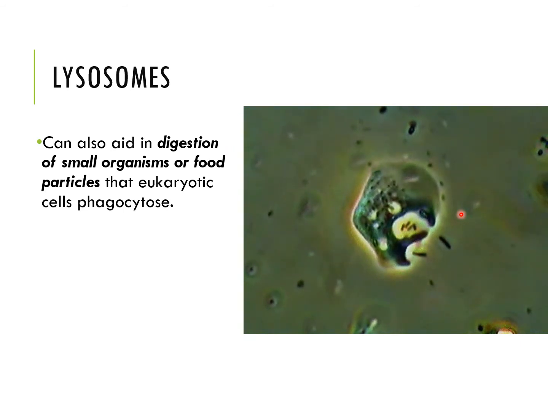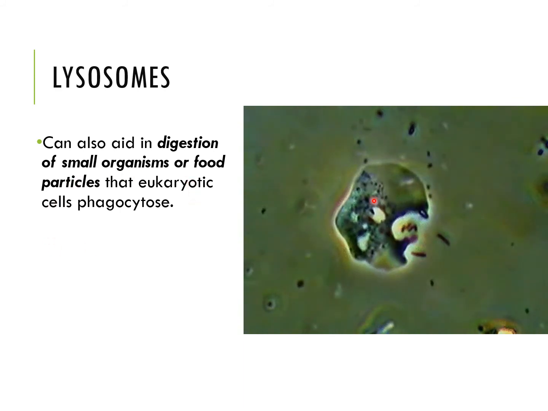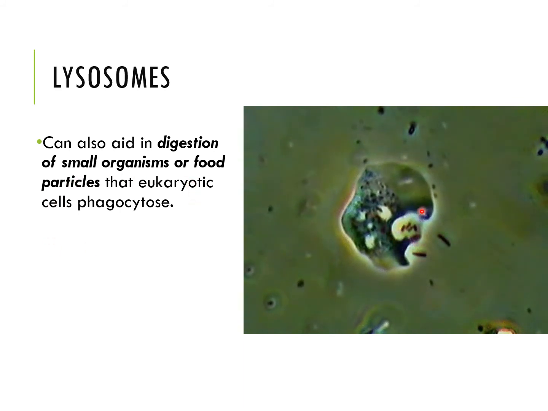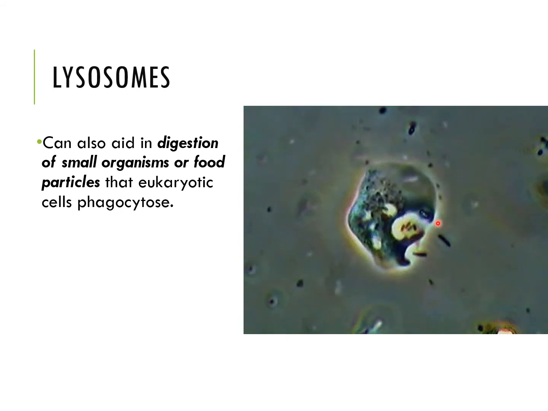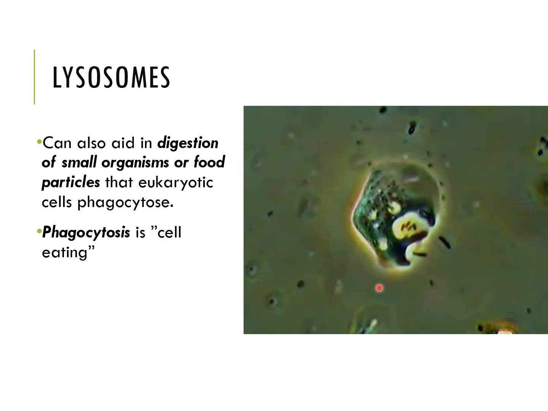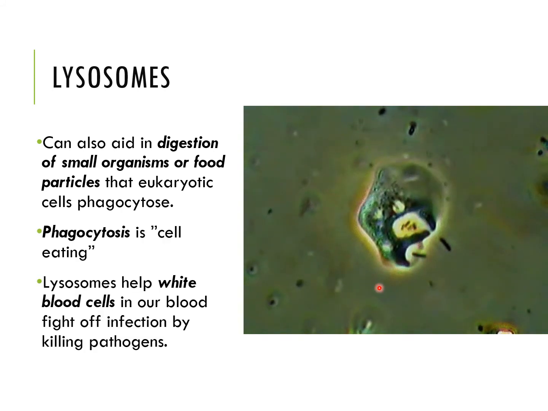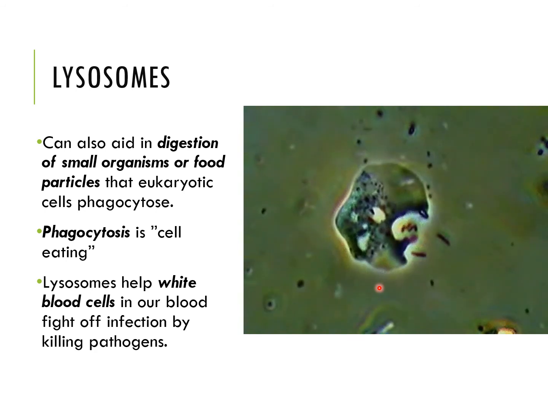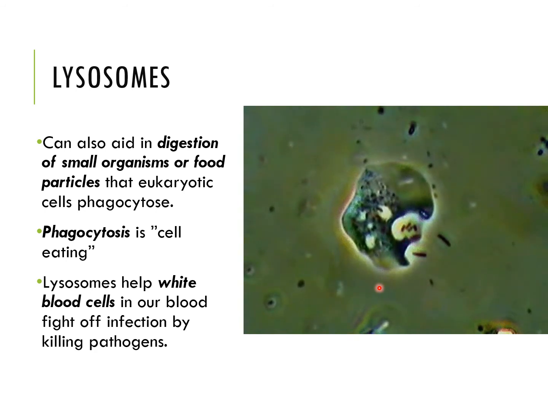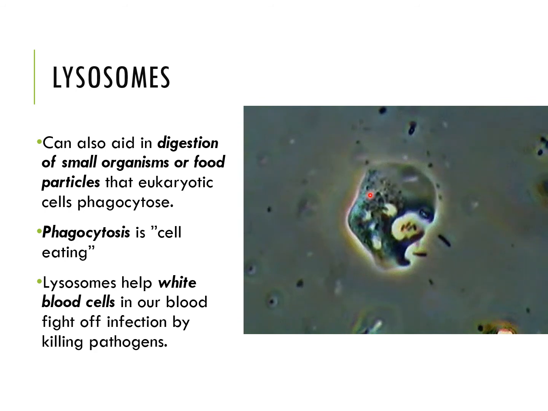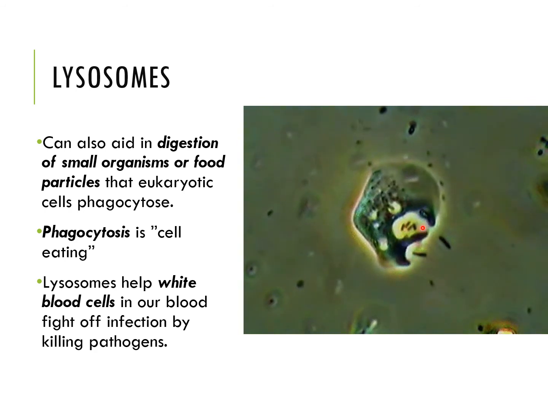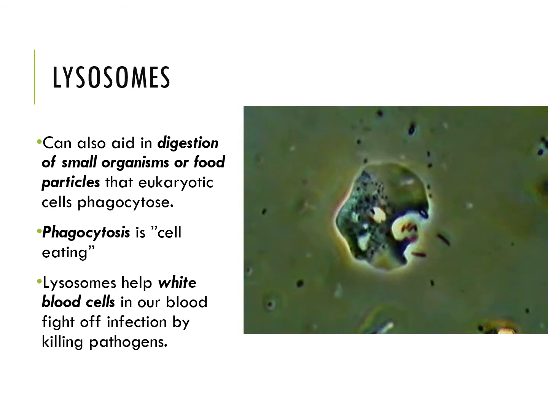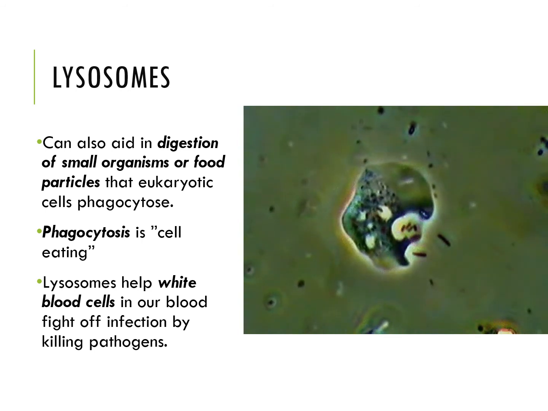So that's called phagocytosis. It's taking in this food or organisms, whatever it needs to do. Lysosomes help white blood cells in fighting off pathogens. So the lysosome in the white blood cells is actually what helps break down those pathogens or infection-causing bacteria.